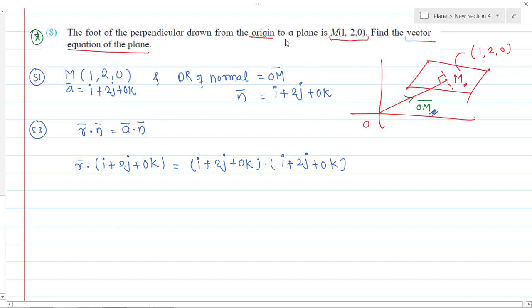Whenever you get a question on the foot of perpendicular, the point through which your plane is passing and the direction ratios will remain the same.